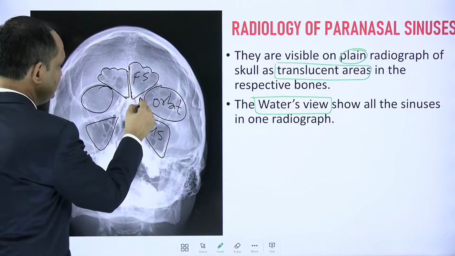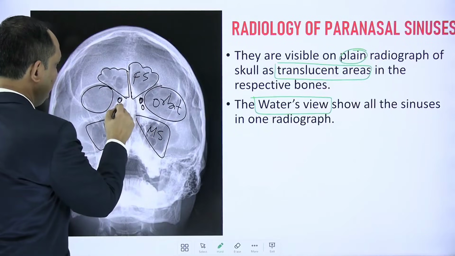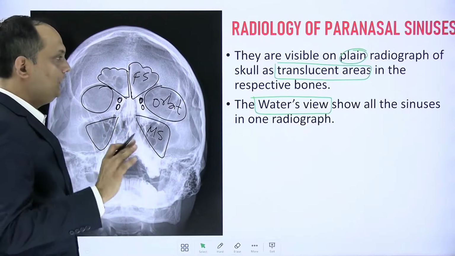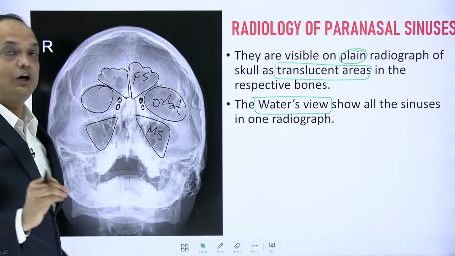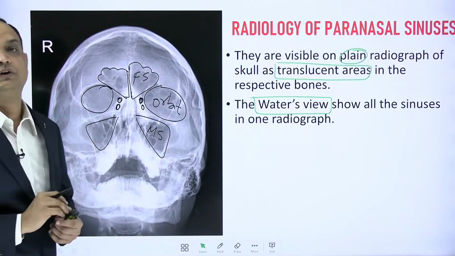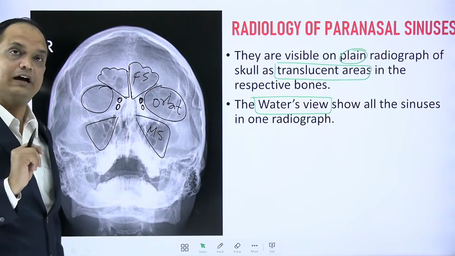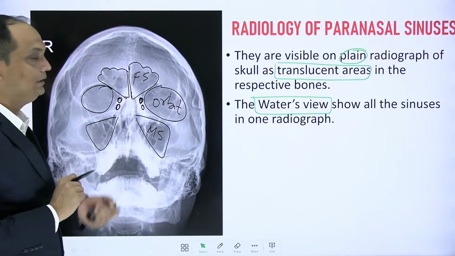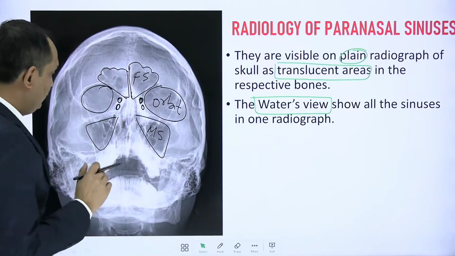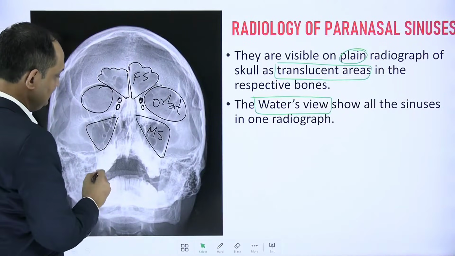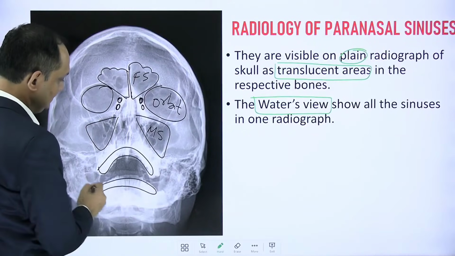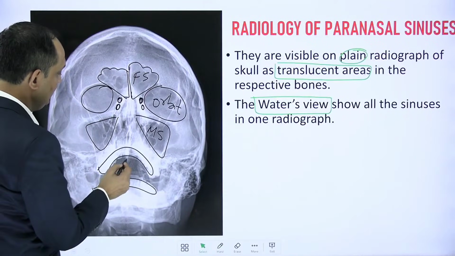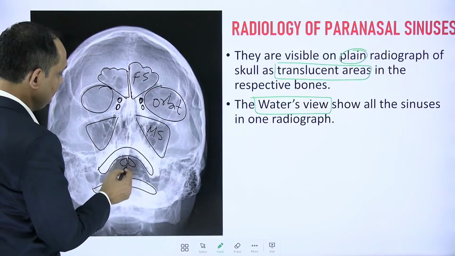Now, this area has the ethmoidal sinuses. Now, where is the sphenoidal sinus? The sphenoidal sinus is not very well visualized in the Waters view, but sometimes you have the question to mark the sphenoid sinus. Here you can see this is your upper teeth line and this is your lower teeth line. Now, this is your hard palate. Above the hard palate, you can see this is the area of your sphenoid sinus.